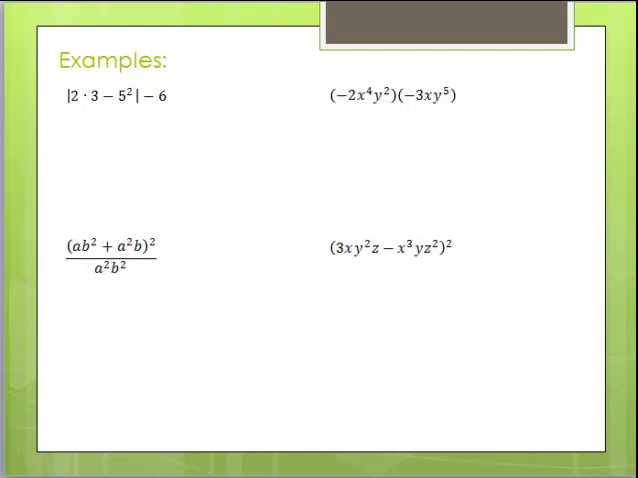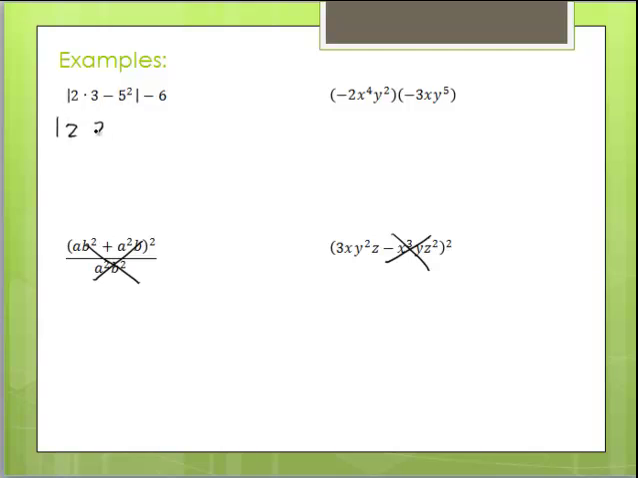So let's work a few examples. In your notes, we're actually going to work these two a little bit later in a different section. So let's not do those right now. Look at this first problem. We have absolute value, and we have something multiplied and something raised to a power. But when you have absolute value, you kind of have to treat it like parentheses. So let's do these exponents first.